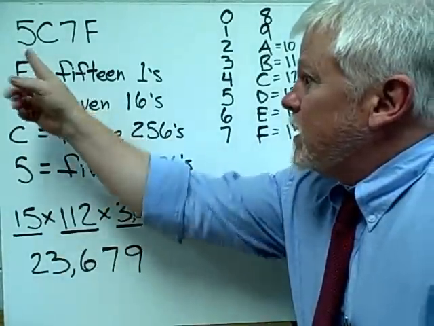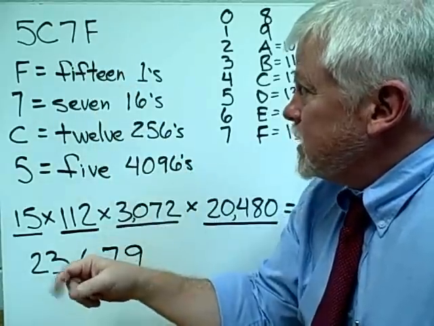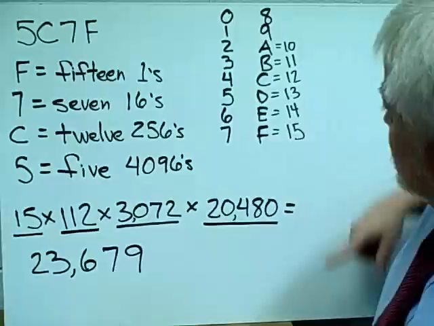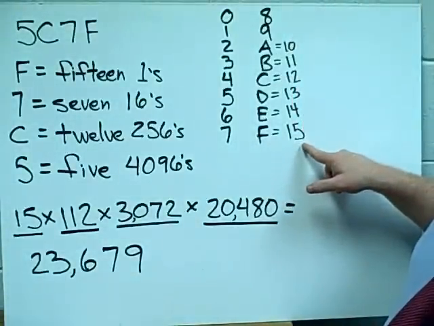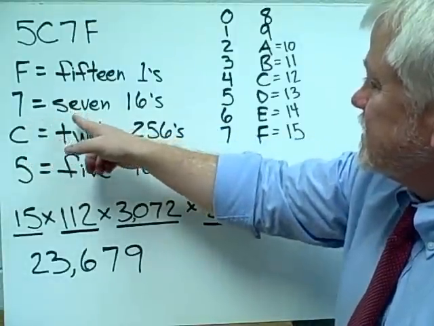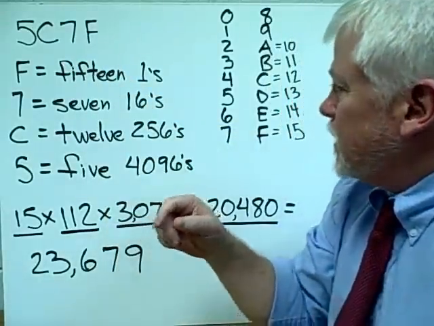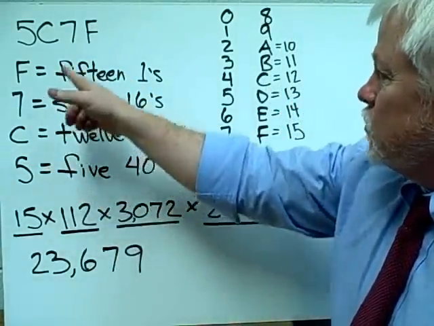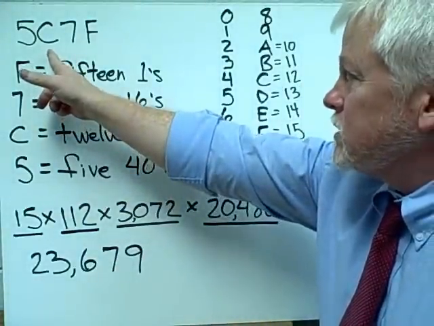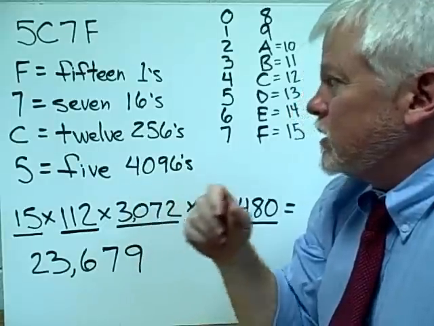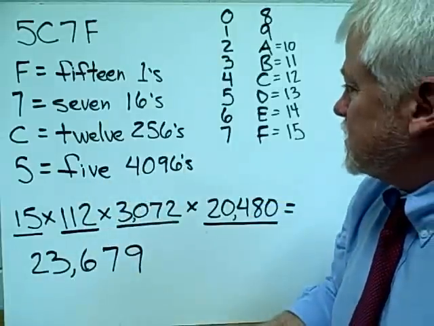Here we see, again, the hexadecimal number 5C7F. The F represents 15 ones, because as you see, the F is represented by the number 15. The 7 is 7 16s, because we are now in the first 16 base place. The C represents 12 256s, because 16 to the second power is 256, and the 5 is 5 4,096s.